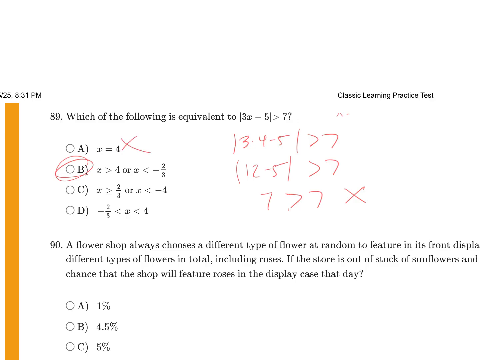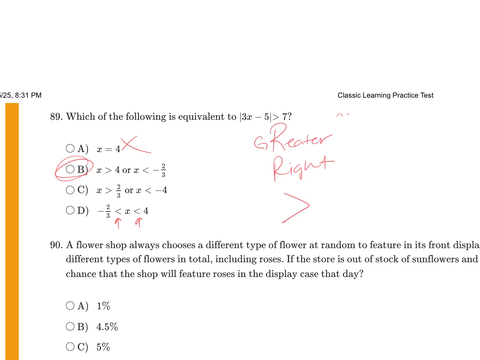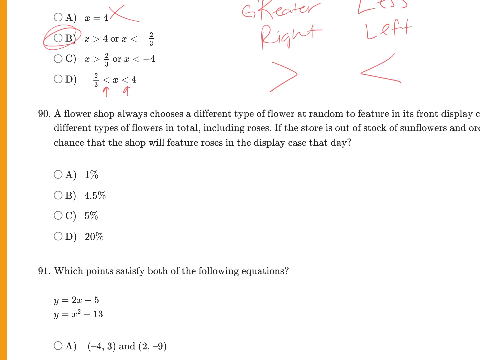Okay? You just have to be careful with the symbols, okay, to understand. I had said in class, think greater is to the right. So the little arrow points to the right. Less than is to the left. The little arrow points to the left. So since this points to the right, it's greater than. Okay?